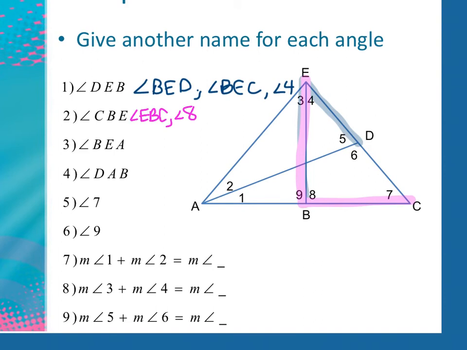Okay, BEA. Oops, I'm going to do a different color. BEA can be called AEB or angle 3.